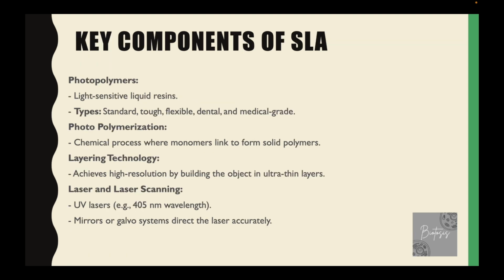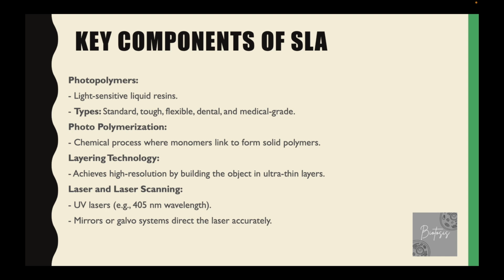Now, what are the key components of SLA? Light sensitive liquid resins: standard, tough, flexible, dental, and medical grade also. We use all types of resins. Photopolymerization is a chemical process where monomers link to form solid polymers. Layering technology achieves high resolution by building the object in ultra thin layers. Then there is the laser and laser scanning by UV layers.